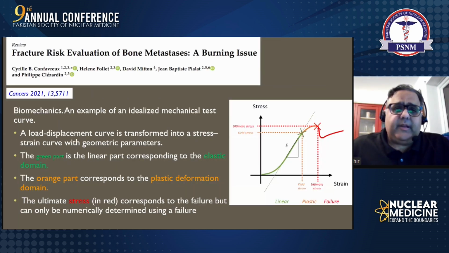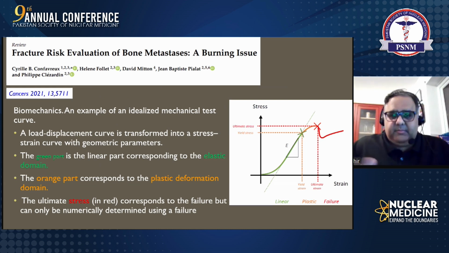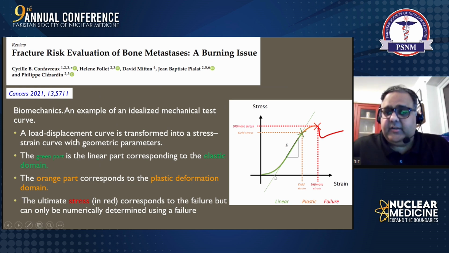Now, for fracture risk evaluation, this is a burning issue, with a review published in 2021. Basically, biomechanics is involved, and in this graph, you can see that there's a linear relationship initially, when the bones are able to bear the brunt of the remodeling going on in itself. Then it becomes very strained, and then finally it fractures and breaks. So there's an elastic domain of bearing the stress. Then there's a plastic domain, which can lead to deformity, and you can see cortical loss, and then finally it has to break if left untreated.